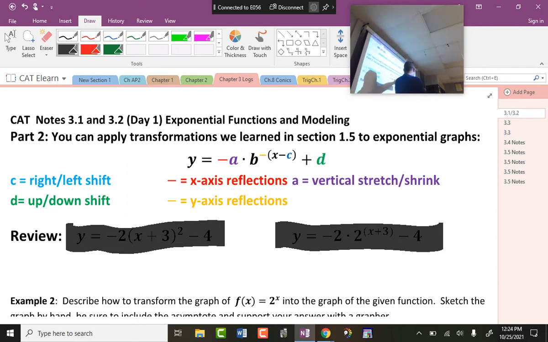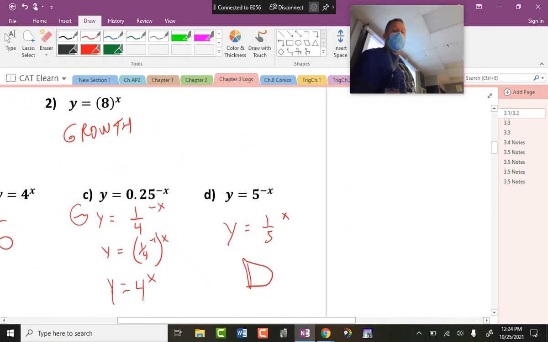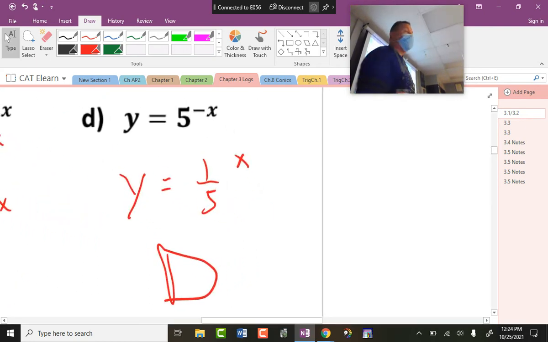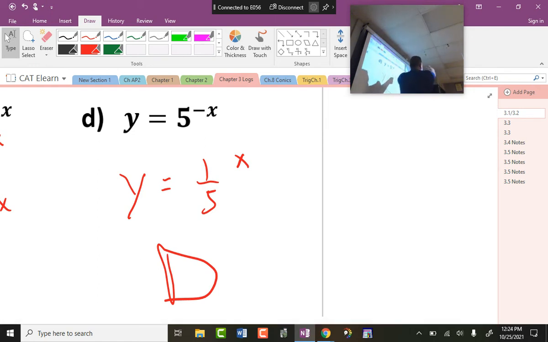That negative on the inside, that orange color, that's a y-axis reflection. Here, look at this. We can think of this as a y-axis reflection of the 5 to the x graph. The 5 to the x graph increases, but with that negative on the inside, it actually flips it over the y-axis and makes it a decreasing 1/5 to the x power. So if you just think about that negative on the inside, it's a y-axis reflection.